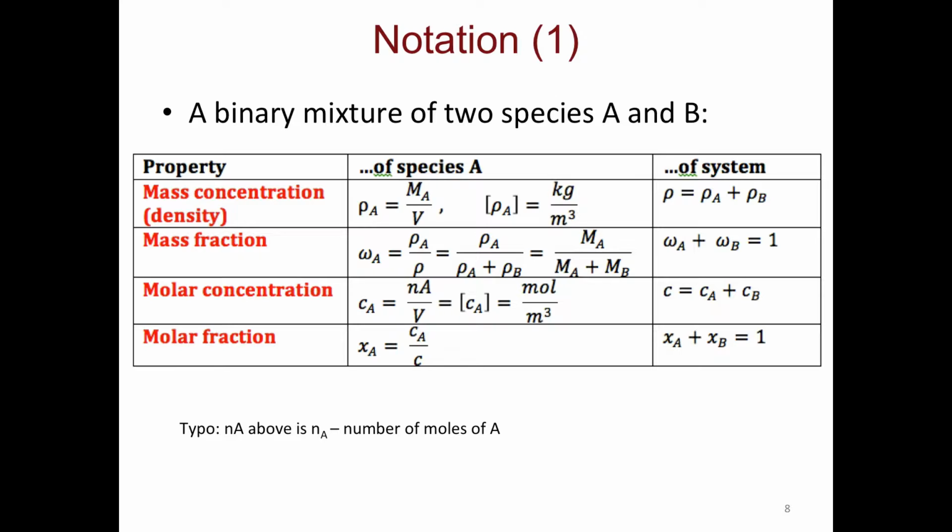So for the mass concentration of the mixture, we consider the species A and B. Don't you need to think about the fractions if you just simply sum those two densities for individual species?